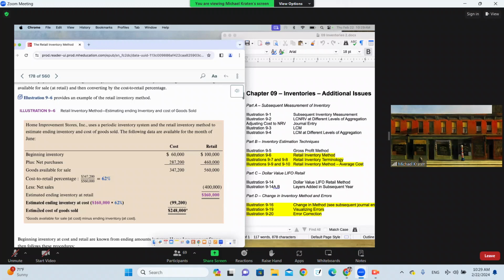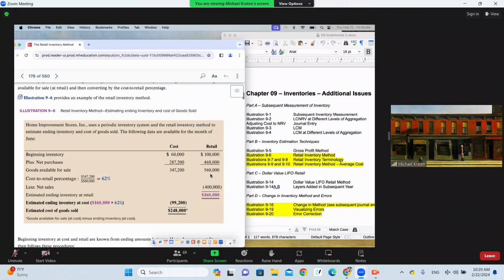Okay, so what happened today in illustration 9-6? Well, you had inventory at the beginning of the day. You bought more inventory. The sum of those two numbers, inventory available at the beginning of the day, plus the additional inventory that you bought today, are the goods that were available for sale today.